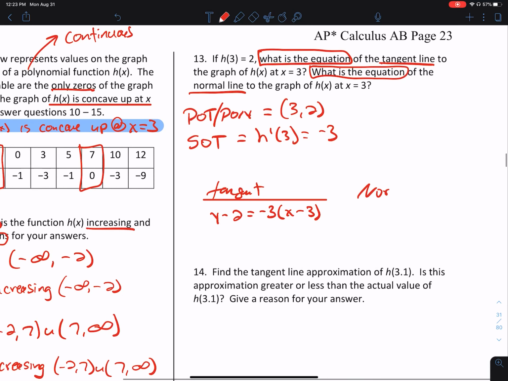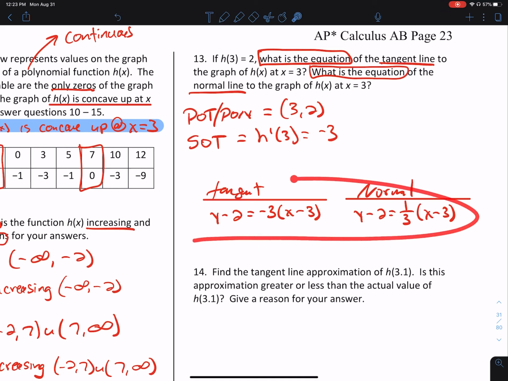To find the normal line, we take the same equation that we just used, but we use the negative reciprocal slope. So instead of a -3, it's a positive 1/3. Notice the similarity between these answers. A normal line and a tangent line at the same point of tangency, everything's the same, but these slopes are negative reciprocals of each other.